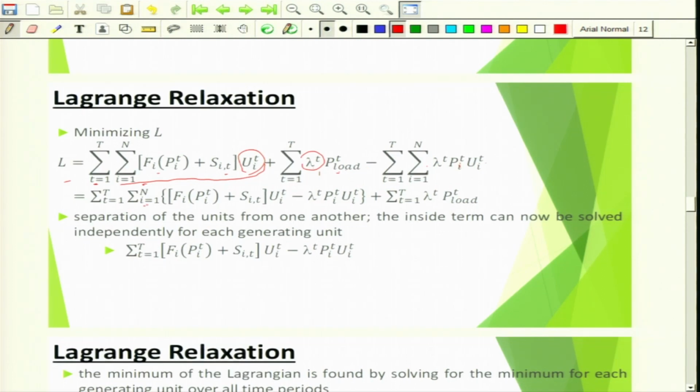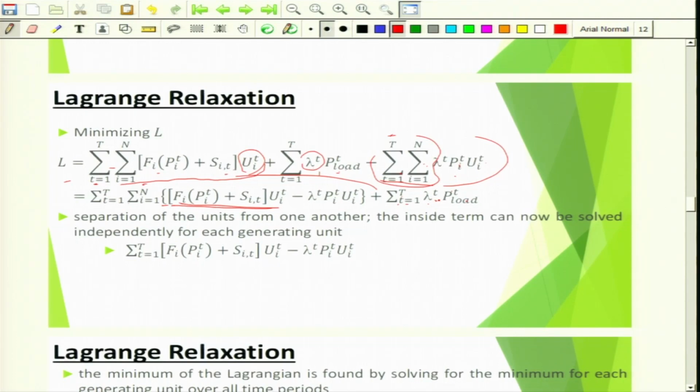Now what we are doing is just a mathematical jugglery. You keep this as it is, summation of t equal to 1 to T, summation of i equal to 1 to n, and this is the objective function, minus you take this, because these variables are the same, the summation term is the same, you just take this and put it on one side, and then summation of t equal to 1 to T lambda t p load of t, separate it out, that is it.